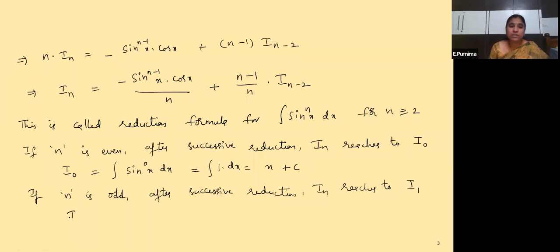So what is the value of I1? I1 is nothing but n value is 1 here, so sine to the power of 1x, which is nothing but sin x only. What is the integral of sin x, children? Minus cos x plus c. Understood? So if n is an odd number, we get the last term as minus cos x plus c. If n is an even number, we get the integral of sin to the power of 0, I naught, is equal to x plus c.